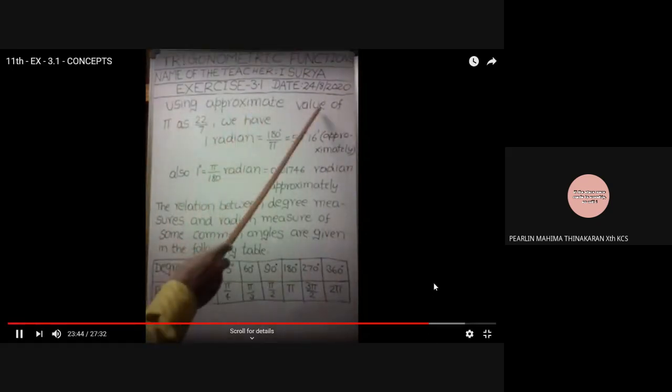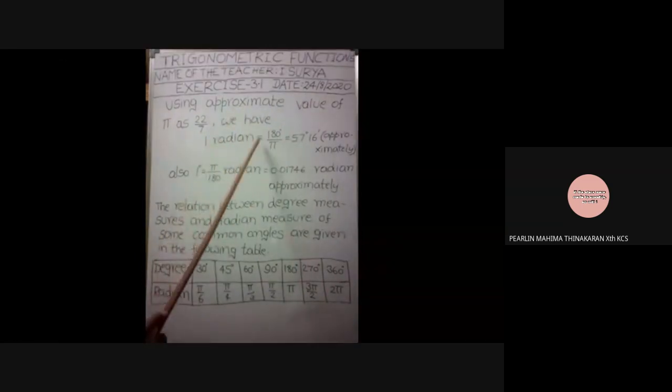Using the approximate value of pi as 22 by 7, we have 1 radian is equal to 180 degrees by pi, that is equal to 57 degrees 16 minutes approximately. Remember this. Also, 1 degree is equal to pi by 180 radian, that is equal to 0.01746 radian approximately.